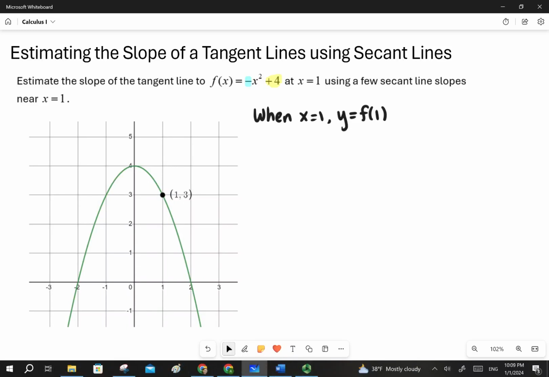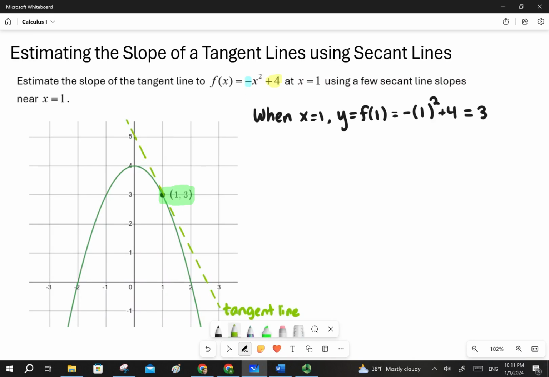When x equals 1, y equals f of 1, which is negative 1 squared plus 4, which is 3. So we're looking for the slope of the tangent line at the point (1, 3). We can sketch the tangent line and maybe even draw it well enough to use the sketch to estimate the slope, but that's not what the problem asked us to do. Instead, I'll sketch the tangent line just to show that its slope is negative and looks to be around negative 2.